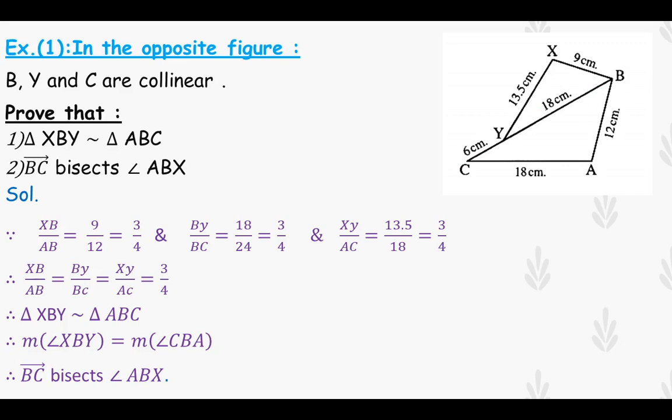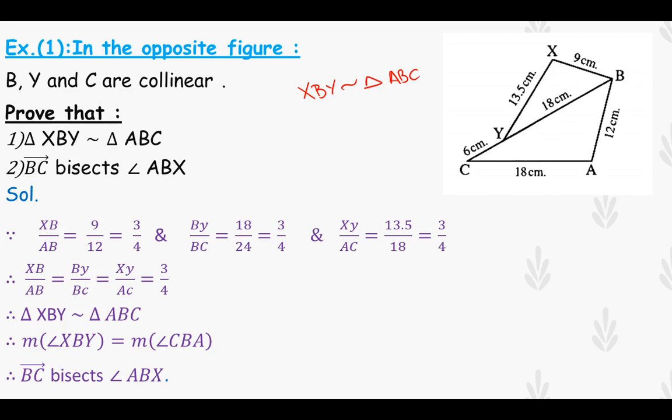Okay? In this case, you can see that you have all the sides of triangle XBY, and we have all the sides of triangle ABC. So, to use this similarity case, you will find all the side lengths of triangle XBY and all the side lengths of triangle ABC. Okay? So, how are we going to know the proportional sides? Here you can see that we want to prove that triangle XBY is similar to triangle ABC.